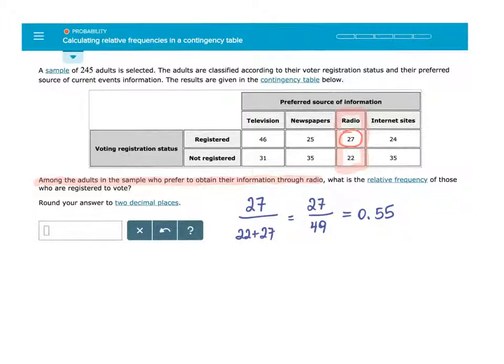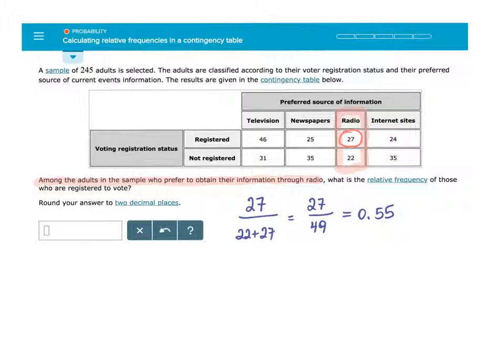The question is the following. Among the adults in a sample who prefer to obtain their information through radio, what is the relative frequency of those who are registered to vote? As you can see, we have a table that describes the same people using two categories, two variables. Variable 1, are these people registered to vote or not registered to vote? Variable number 2, how do they prefer to get current news? Through television, newspapers, radio, or internet sites.